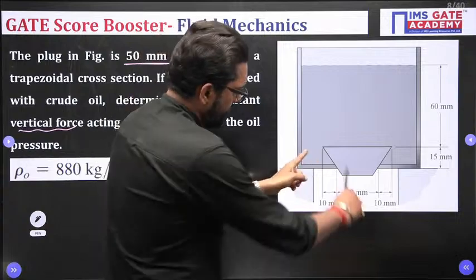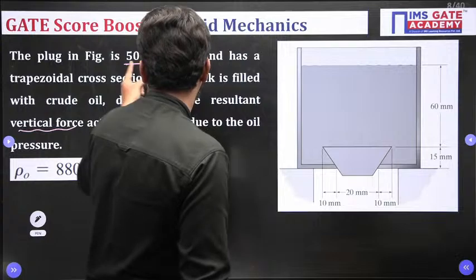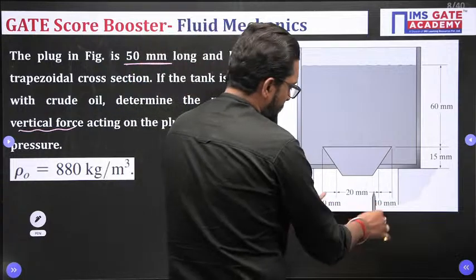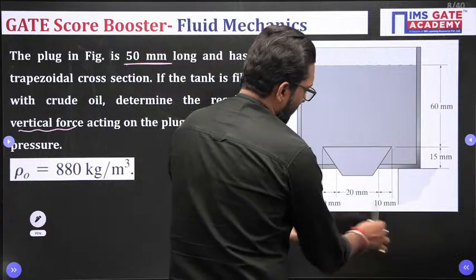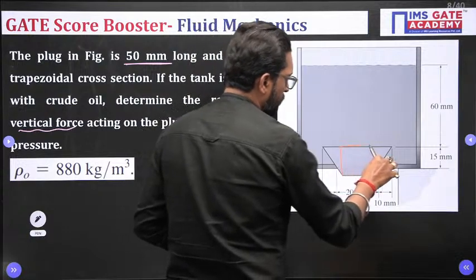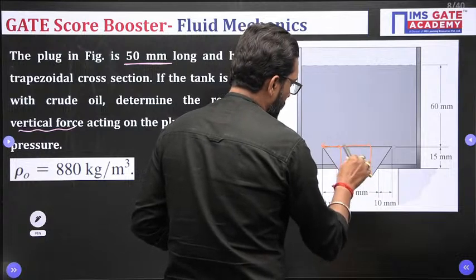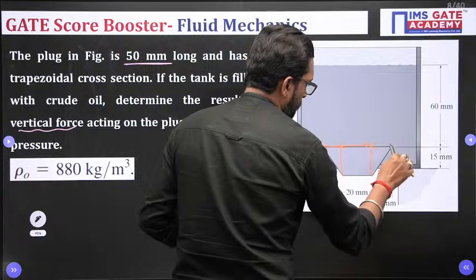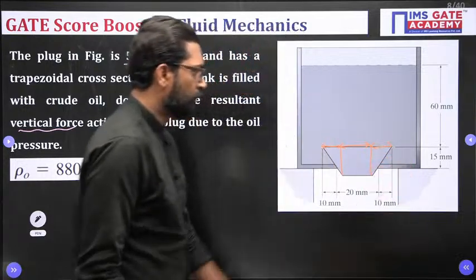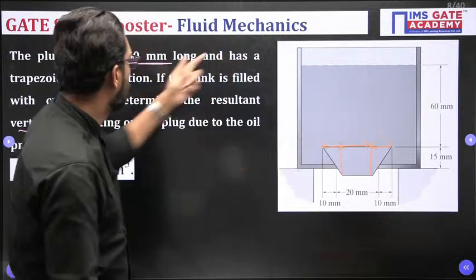This plug, the length which is perpendicular to the board is 50 mm, and this size is 40 mm, 20, 10, 10, 40 mm. So this is your 20, and this portion is your 10. So this is your 10, this is your 20, and this is your 10. So there is a 40, and perpendicular to that one is 50.